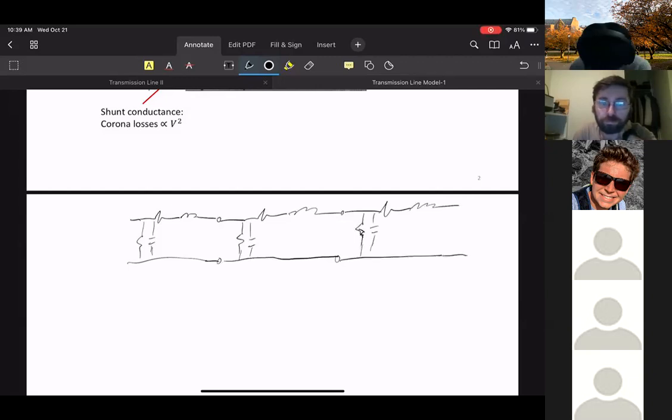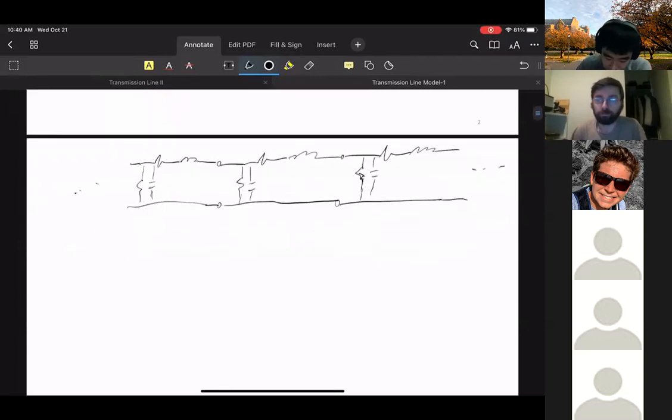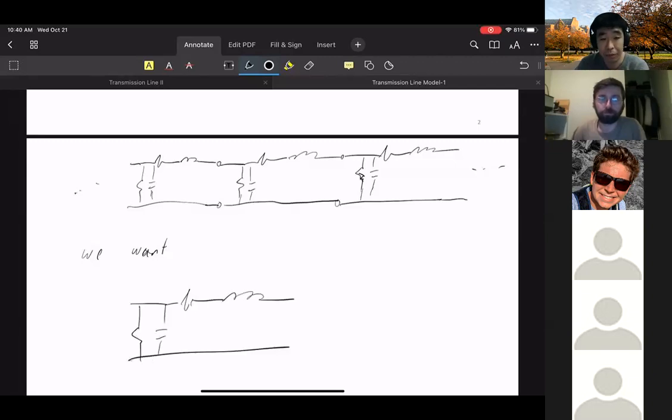So it looks like this, connected together, extending along the length of the line. This is not what we want. This is not easy to work with, because it is many small sections connected together, and that's not an easy circuit model to work with. So what we want is actually one big circuit, from the beginning to the end, just this. We don't want many small sections of the circuit.